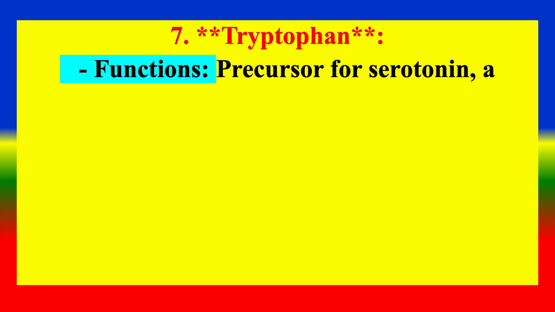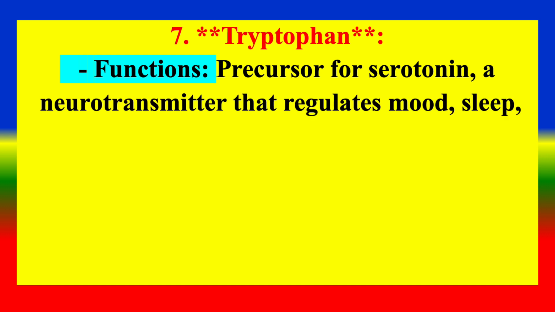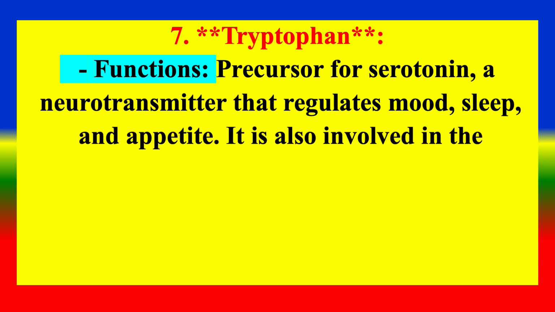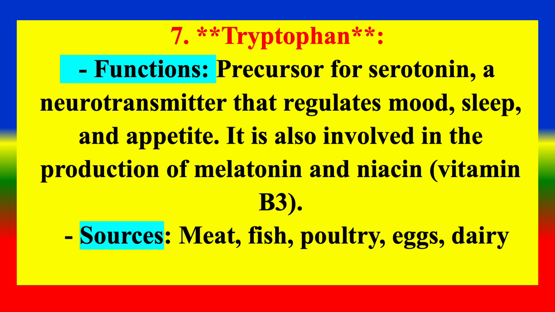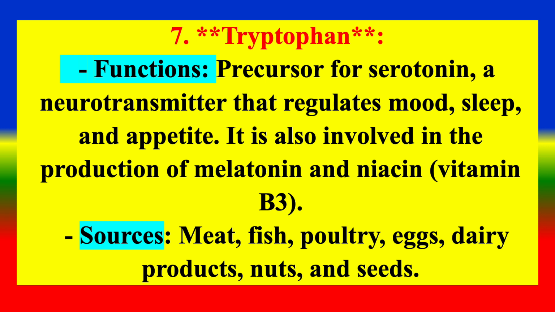7. Tryptophan. Functions: precursor for serotonin, a neurotransmitter that regulates mood, sleep and appetite. It is also involved in the production of melatonin and niacin, vitamin B3. Sources: meat, fish, egg, dairy products, nuts and seeds.